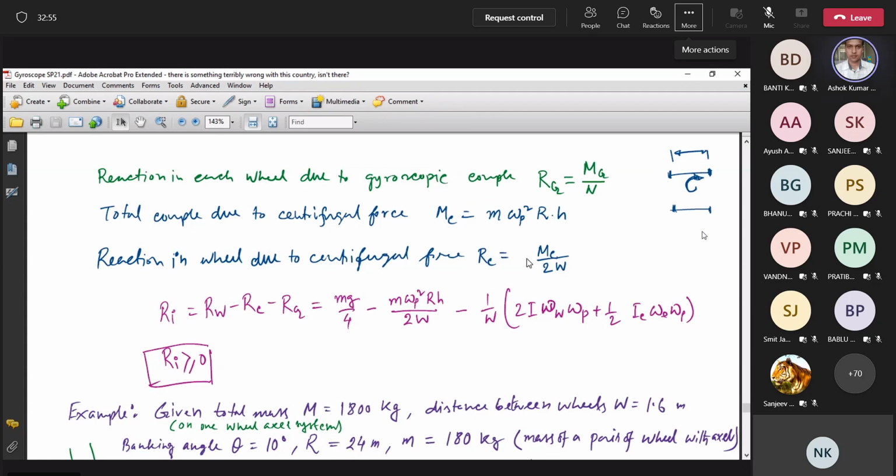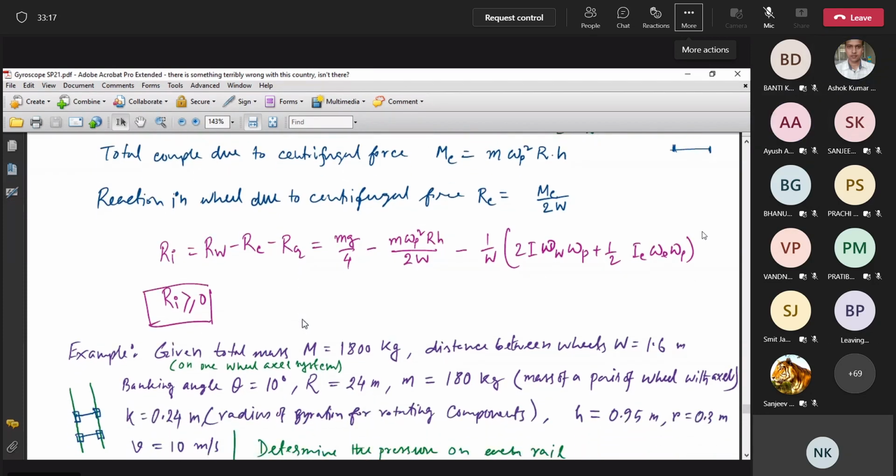Is this okay? This is the total couple, but this couple must be divided by 2 because there are two axles. Okay, in each axle the wheels are at a distance W. So W into Rc is equal to Mc by 2. Okay?